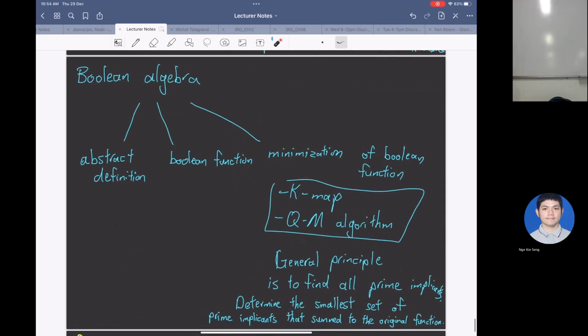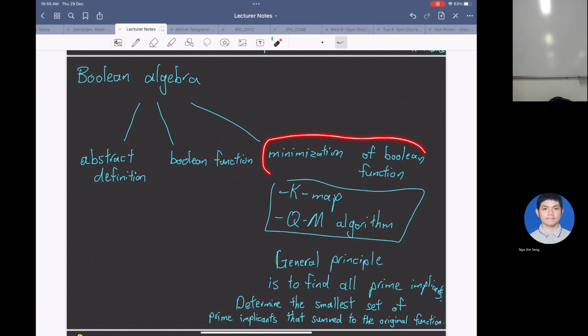For Boolean algebra, we start with the abstract definition of Boolean algebra, and then we talk about Boolean functions, and then minimization of Boolean functions. The truth table will appear again in the guise of Boolean functions.